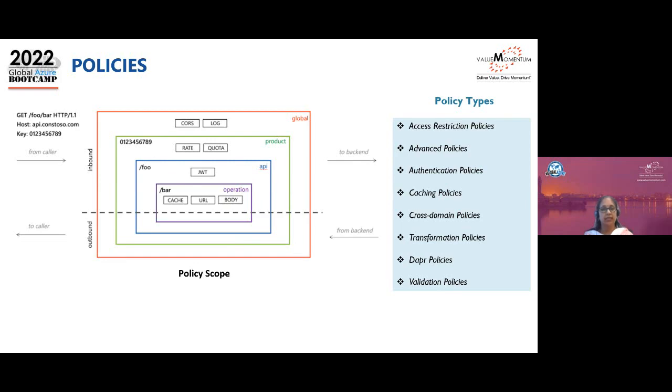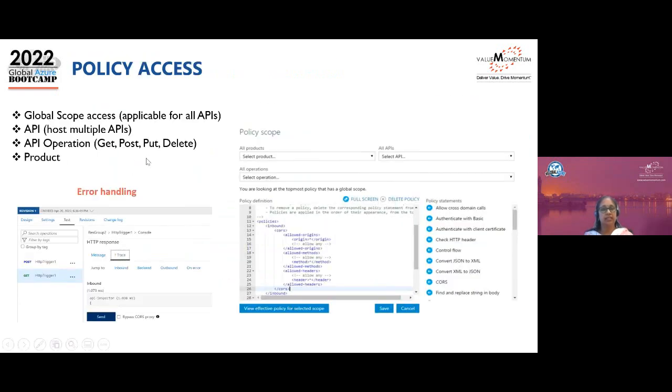Then the next part is on policy access. These policies can be applied at the all-API level, or at the product level. If you go to the product module, you can see policies, or if you go to the API module, you can apply policies there, or to a single API, and at the operation level. Operation in the sense of get, set, put, delete, like in any other APIs, while we use these operations.